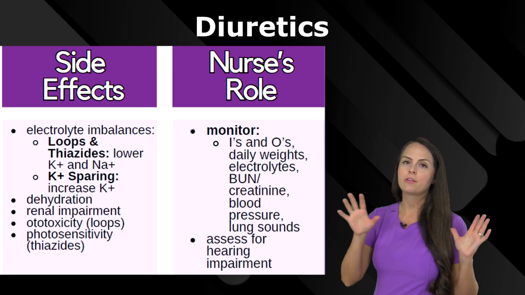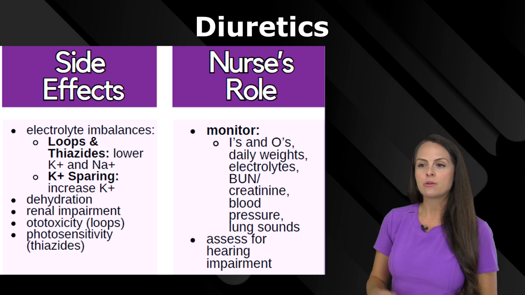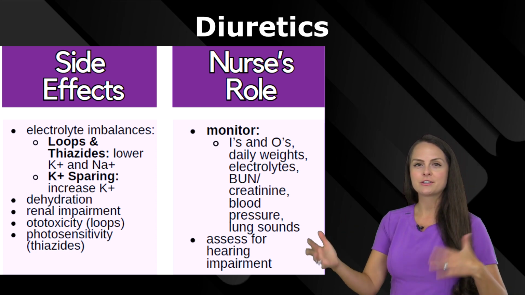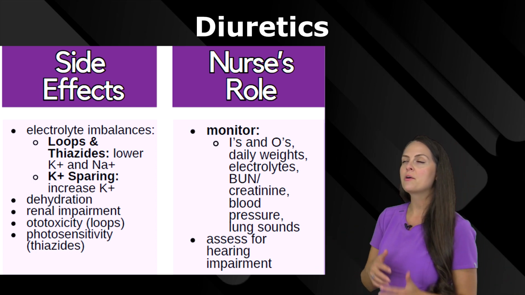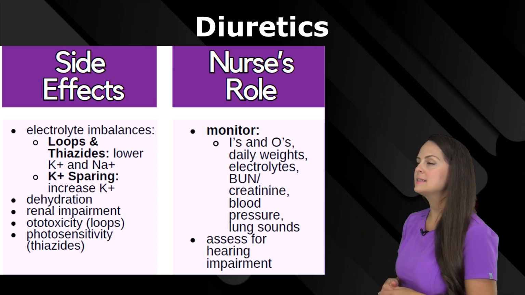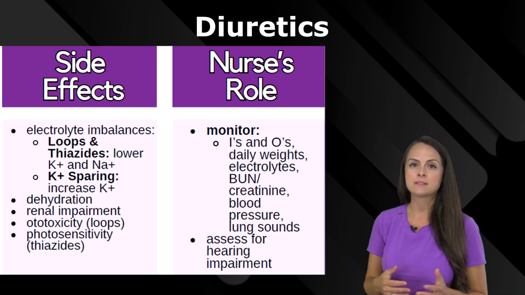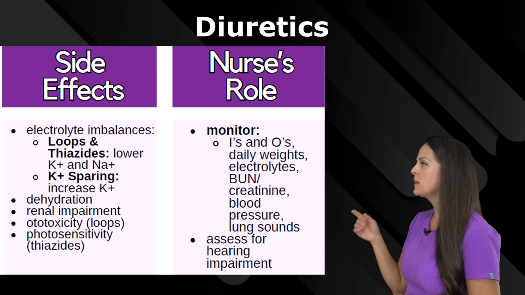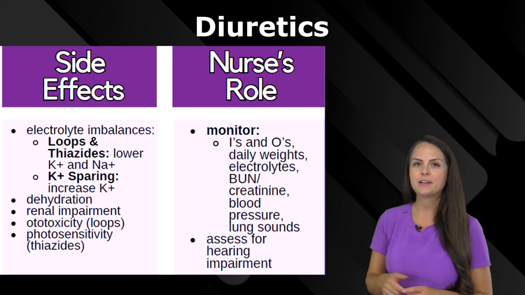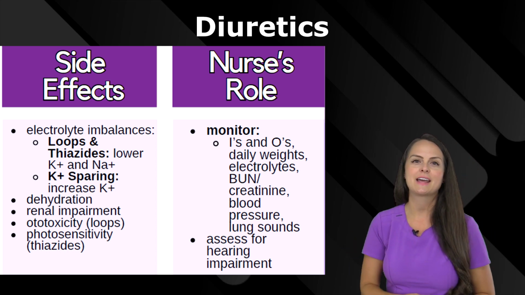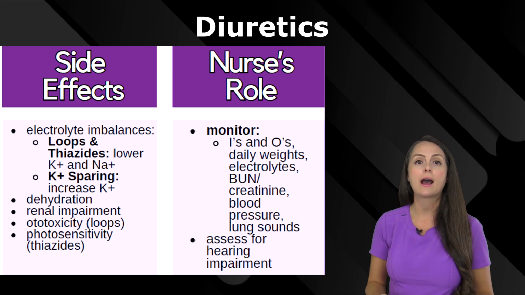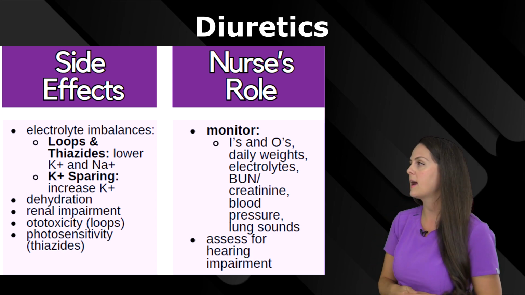Particularly a big one are those electrolyte imbalances. So each group will cause certain types of imbalances. So like with loops and thiazides, it can drop the potassium and sodium level. So we really got to monitor those. With potassium sparing, what do you think it's going to do with that? Based on its name, it's going to spare potassium so you can get hyperkalemia, increase your potassium with that.